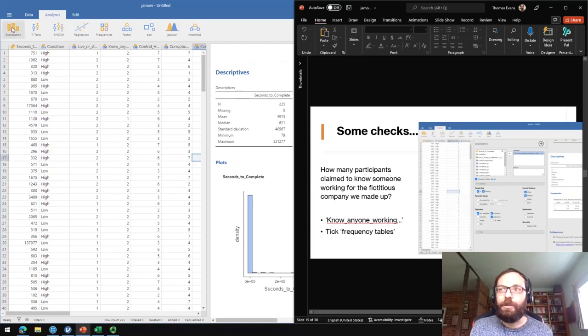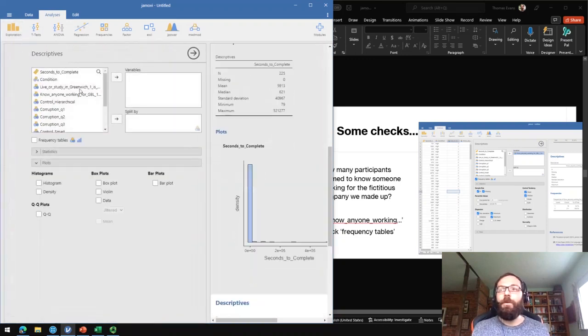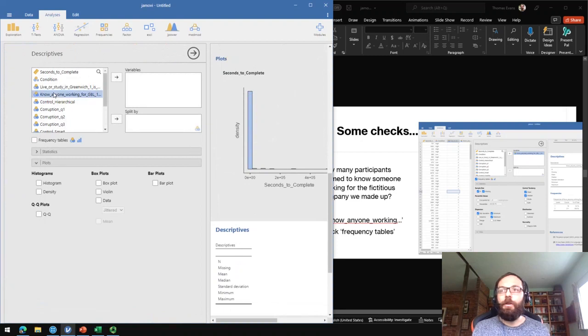So we might suggest that it would be useful to know how many participants claimed they knew somebody working for GBL. In which case, again, we go back to explore and descriptives. So analyses, top left, analyses, exploration, descriptives. And we move the fourth variable across, which is know anyone working for GBL. And we move that across to the right-hand side. And again, the variable name tells you that 1 is yes and 2 is no. So we're hoping that all of our participants will be no.